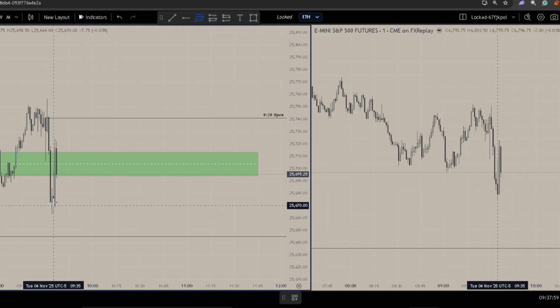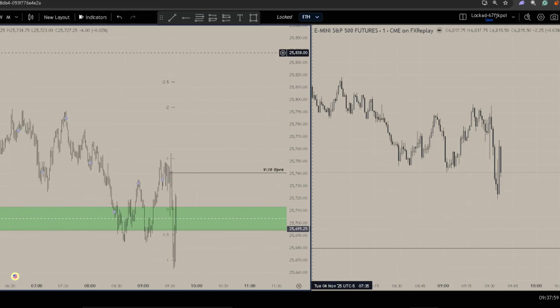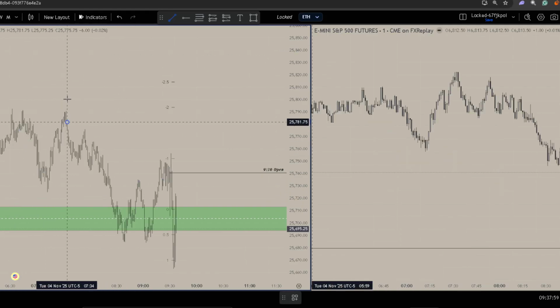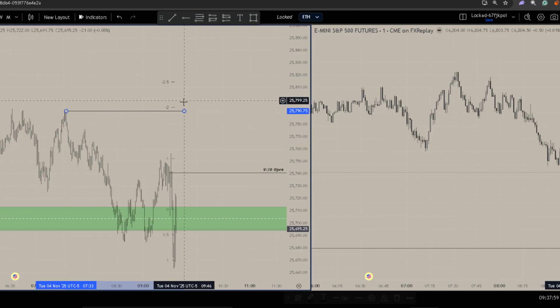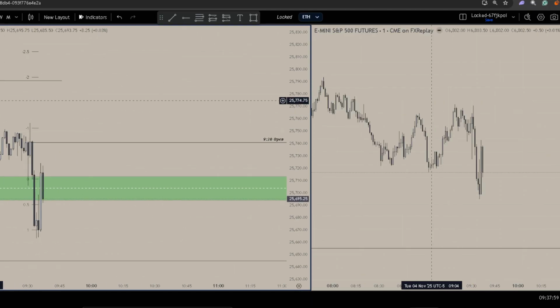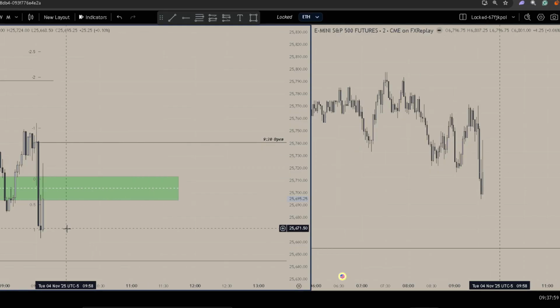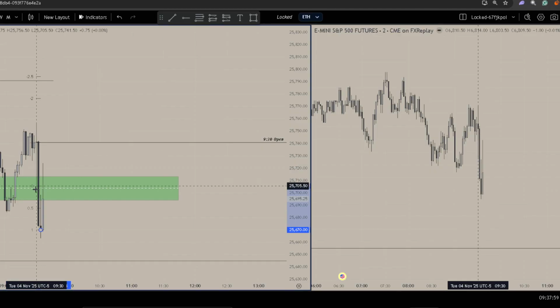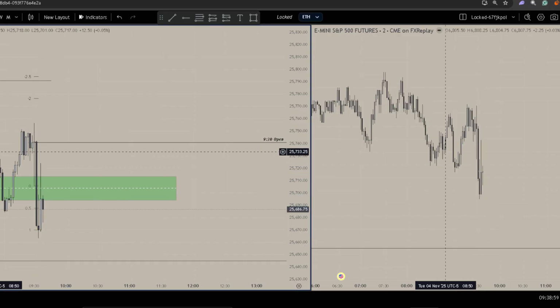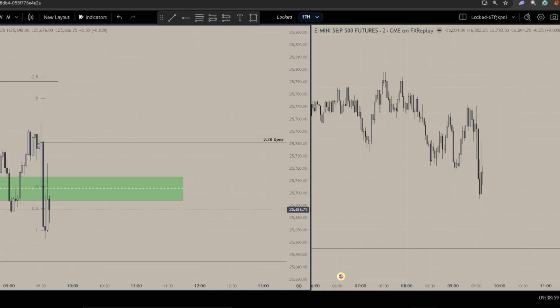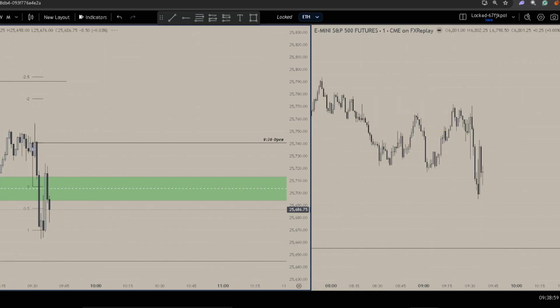This is just too wide. This is just too wide to take longs. Like, the stop loss is just too wide. I don't like my stop losses being this wide, to be honest. And we didn't close above, confirming that IFVG.